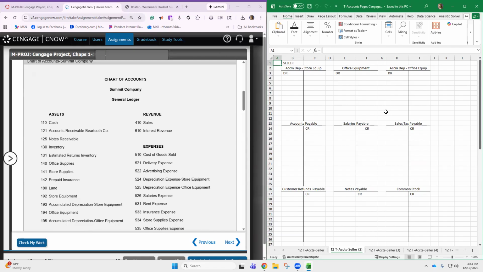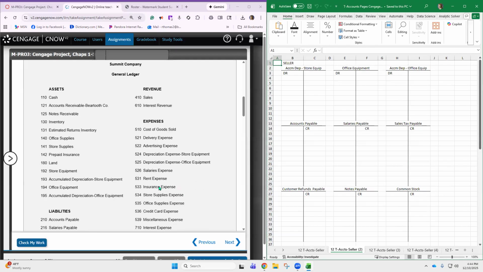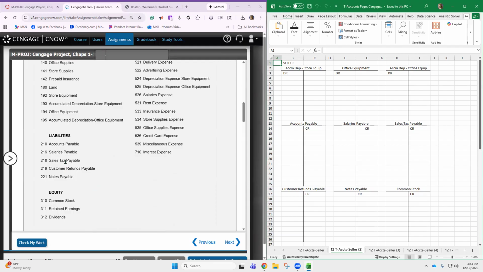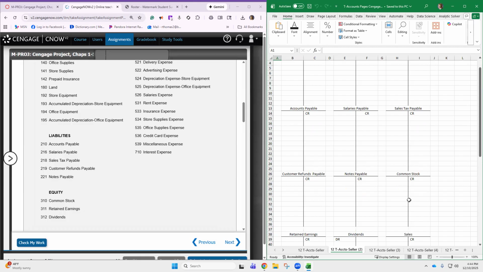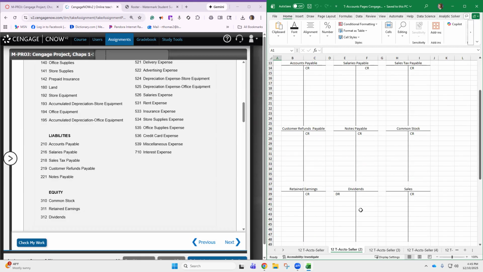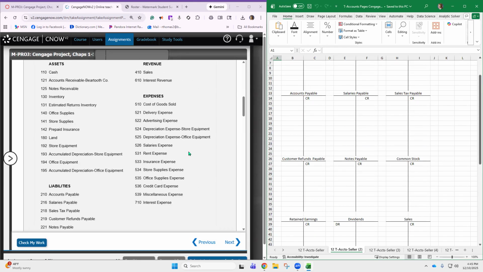Those are all the assets. Here come the liabilities. We have accounts payable, salaries payable, sales tax payable, customer refunds payable, and notes payable. That's five. Then we have common stock, retained earnings, and dividends. We have two revenue accounts.